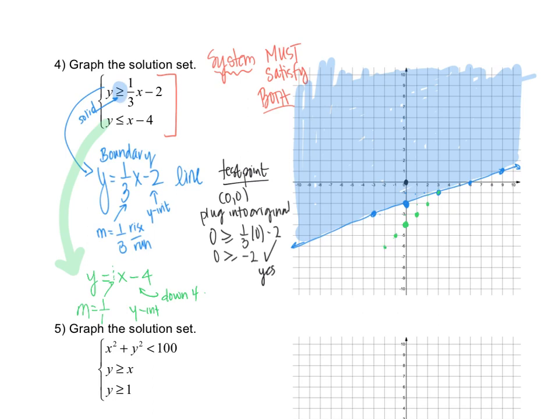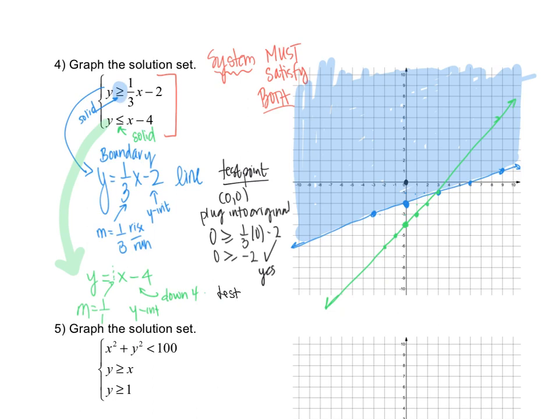I forgot to check if it should be solid or dotted, so I'm going back to my original, and it is underlined here, so that means it's equal to, so that would be a solid line. And so I'm going to sketch that straight through. Again, I need to decide if my shading for that guy is going to be above the line or below the line. I'm going to be able to check that by plugging in a point. Again, I like 0, 0 just because it's really nice.